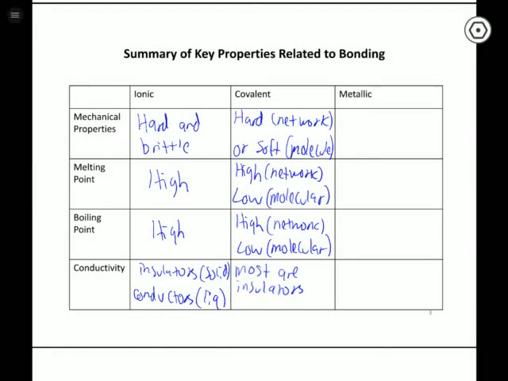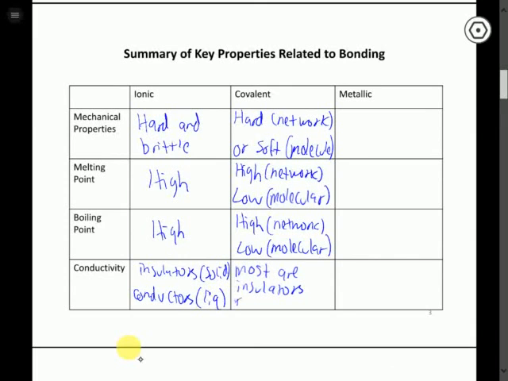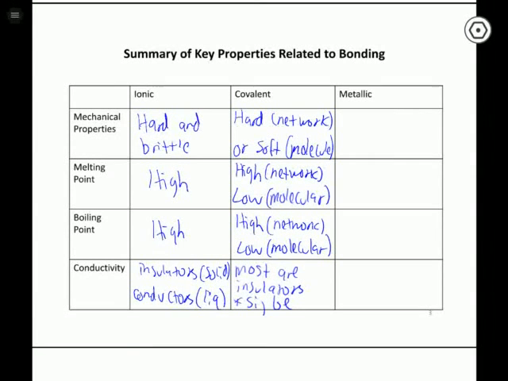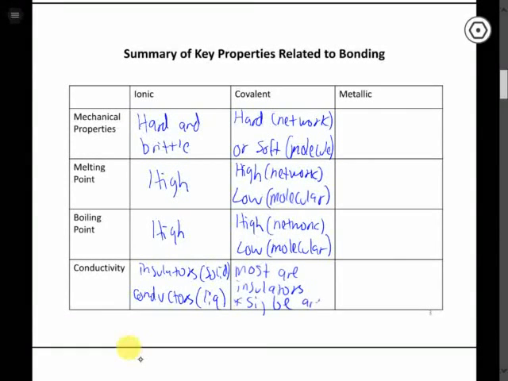Graphite is a conductor because of the delocalized pi electrons. And then we should be aware that silicon and germanium, which are network elemental solids, very similar to carbon in structure, are semiconductors. So we talked about semiconductors a little bit as well. And these are the 2 most common elements that are classified as semiconductors.